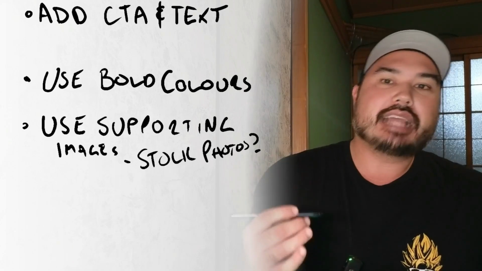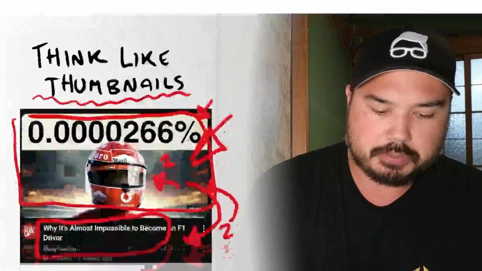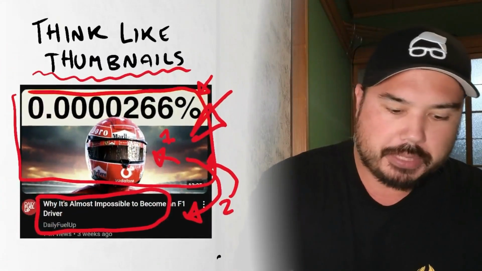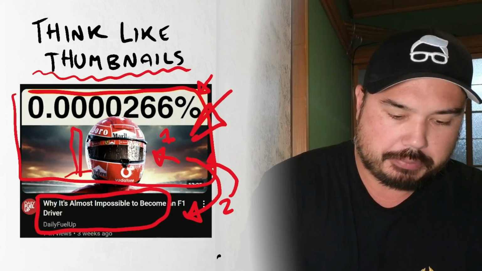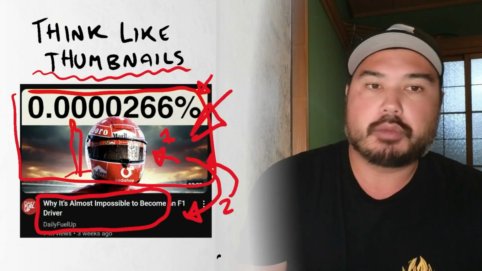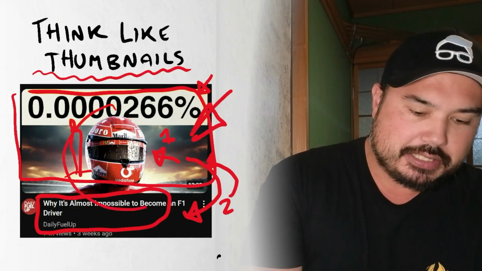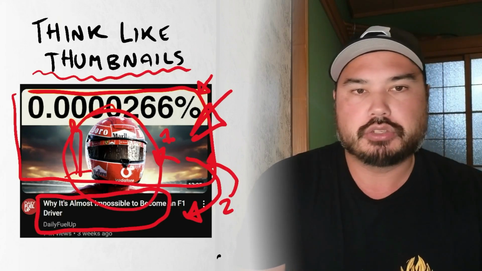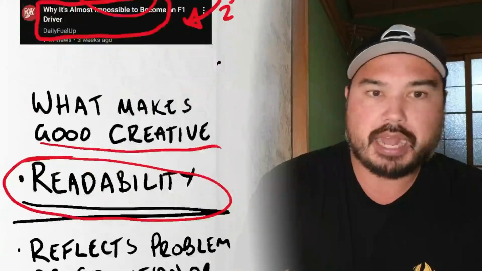We need to make sure that, for instance, let's go back to the thumbnail we were looking at just before, right? If this thumbnail was a picture of a candlestick, as opposed to a picture of a Formula One helmet, you may be confused about what it's about, and it may not stop people. Whereas this is instantly recognizable as a Formula One driver because of the helmet, right? You need to have a picture that tells part of the story.